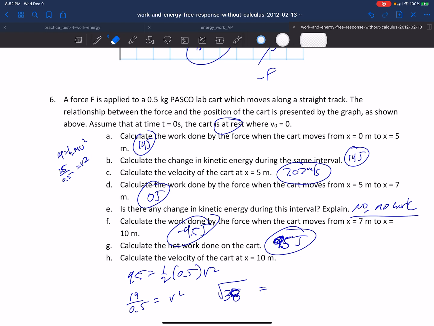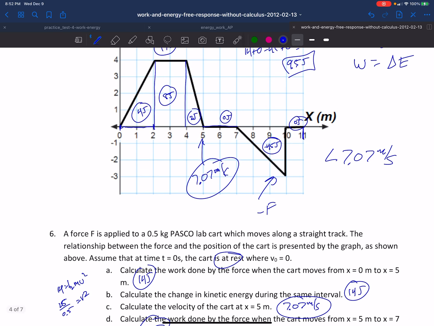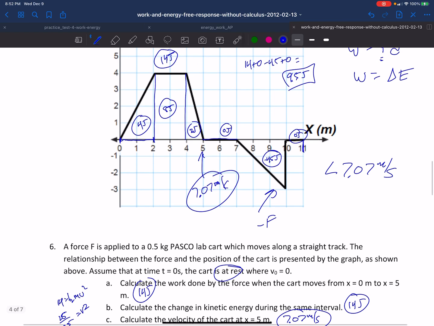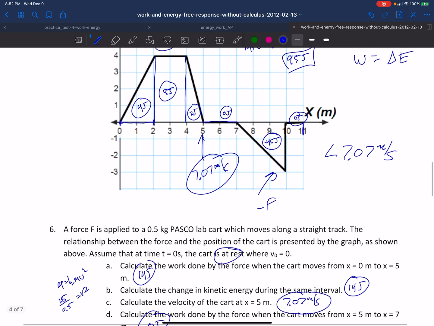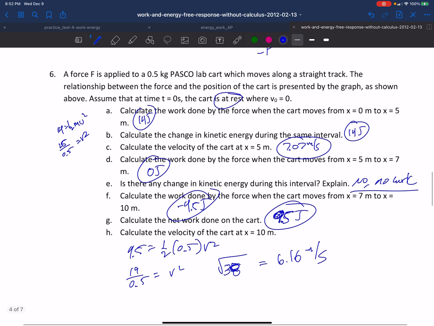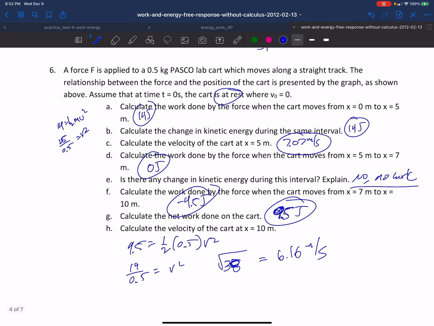The reason I'm pausing is because I did this earlier with another student, and I did the exact same math, and I had a different number. So, did I do something wrong here? So 14, 9.5, yeah, that's okay. So we got 9.5 times 2, 19. 2 times 19 is 38. Square root of 38, 6.1. Yeah, it is what it is.